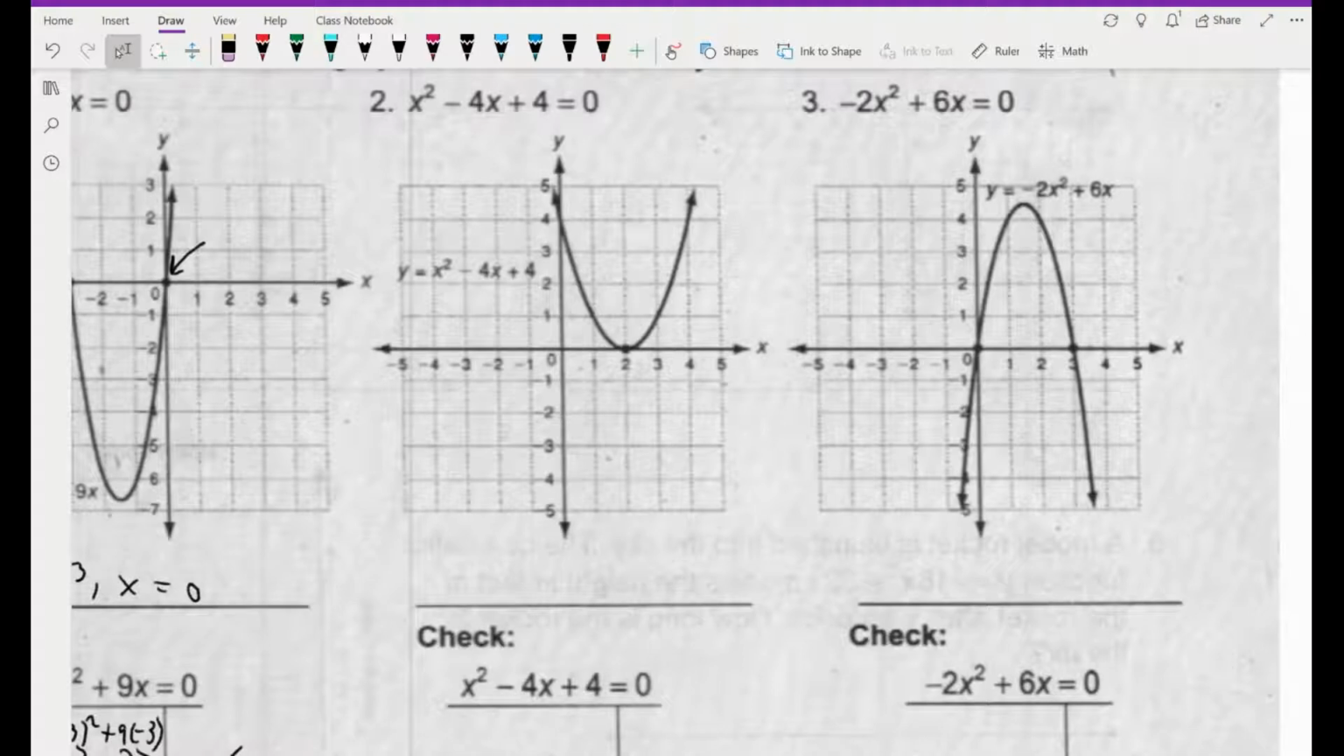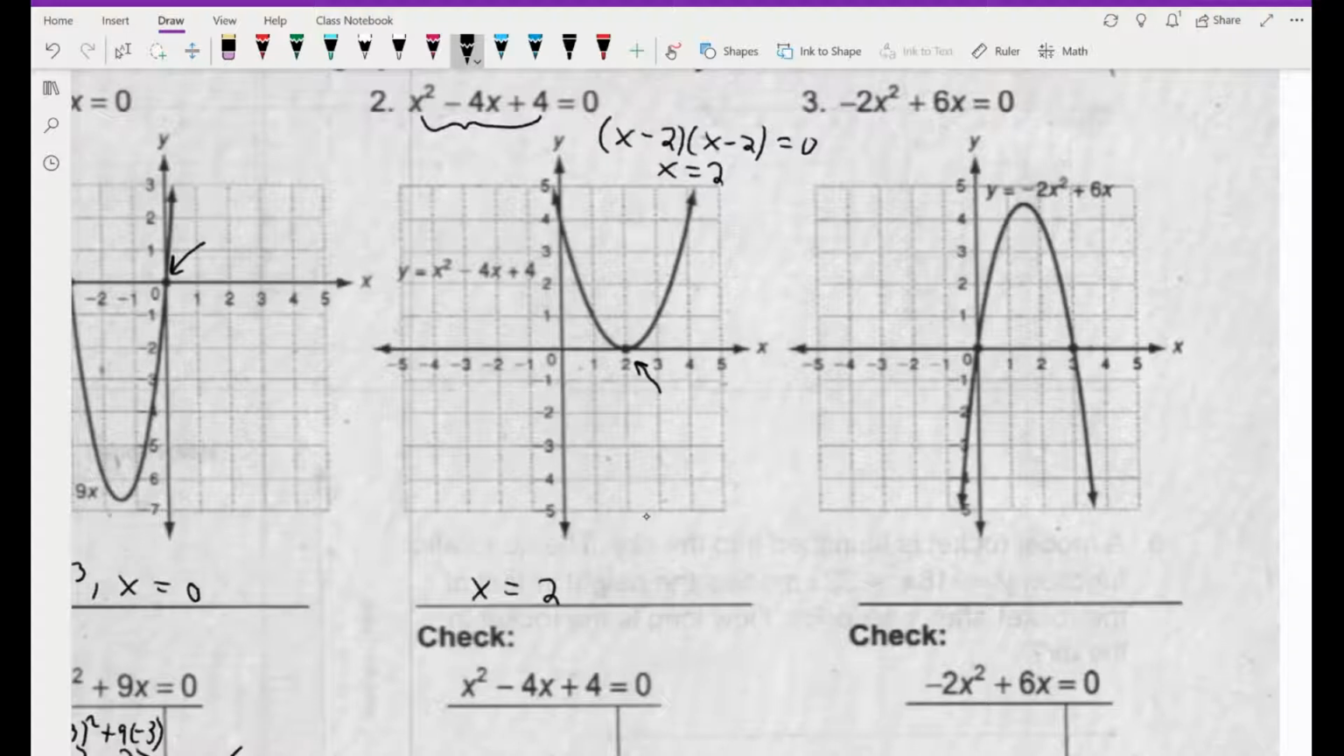Now, how many solutions are there in this problem? Because it only touches the x-axis once here at 2. So in this problem, there's only one solution, and that is x equals 2. The reason why is this problem could be factored as a perfect square. This is simply factored as x minus 2 times x minus 2 equal to 0. And when you solve, you're just going to get one answer, x equals 2.